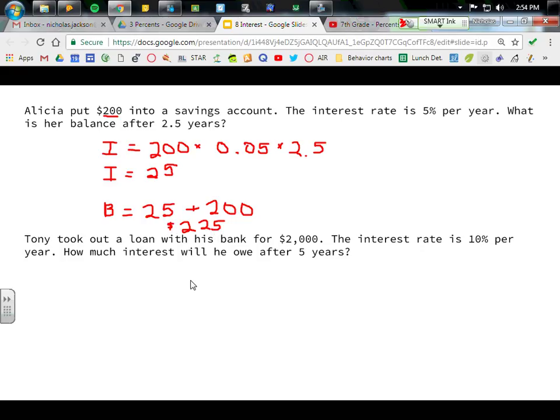Tony took out a loan with his bank for $2,000. The interest rate is 10% per year. How much interest will he owe after 5 years? So for this problem, we are following the same formula. Interest equals principal times rate times time. So our principal is 2,000. Our rate is 10%. When we change that to a decimal, it is 1/10. And the amount of time we have is 5 years.